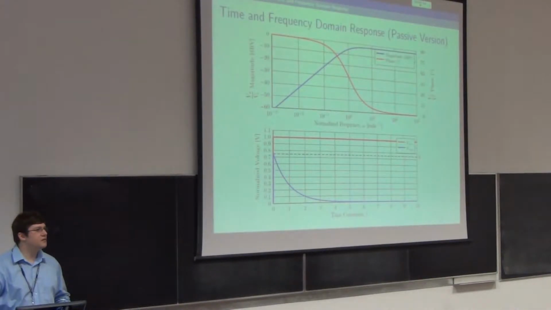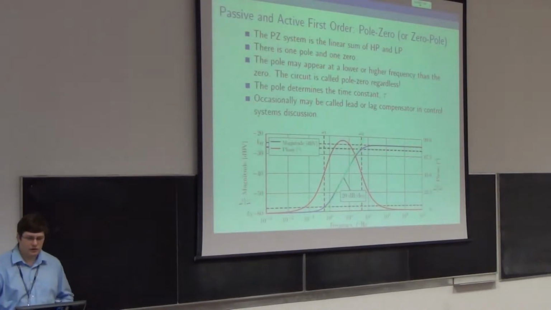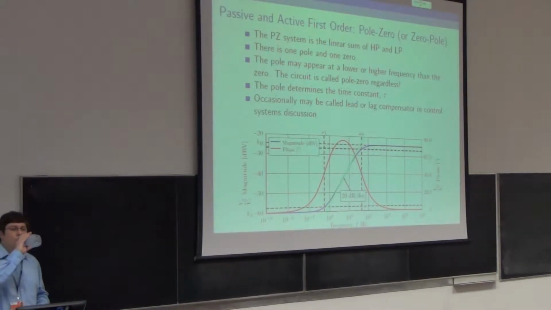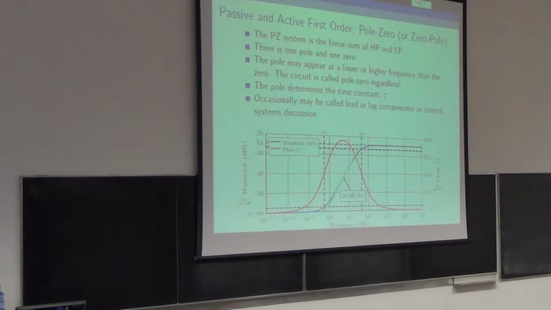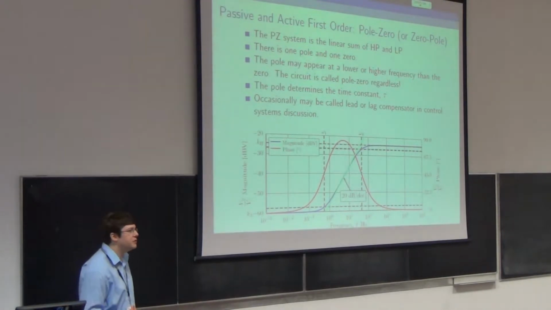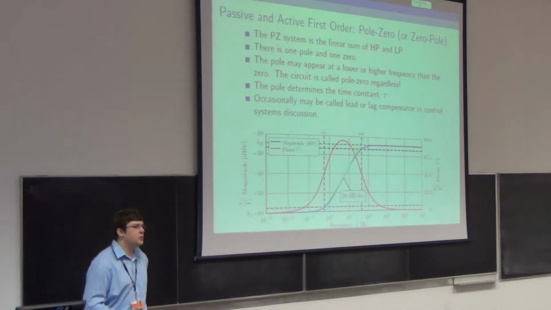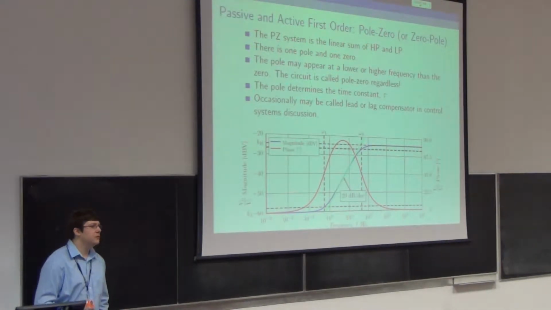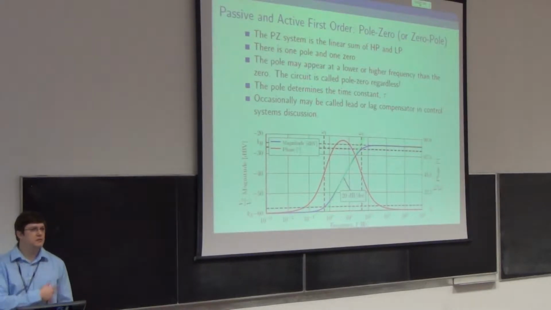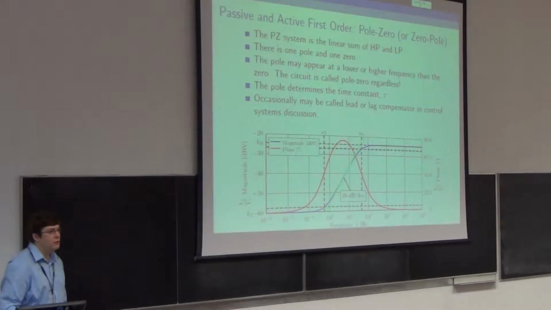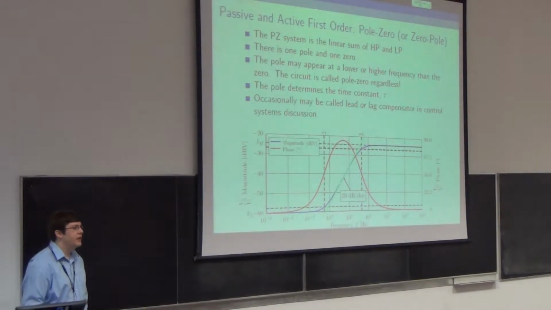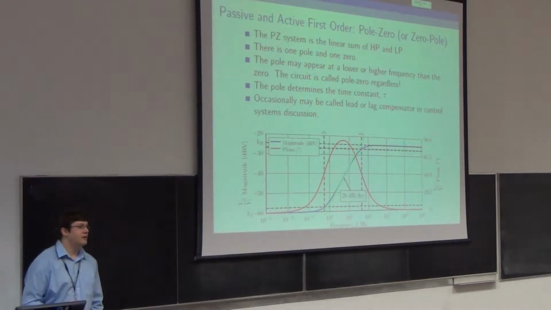Any questions on this stuff? So I said it's the linear sum of high pass and low pass. If you want to think about that as superposition, that's okay, because superposition is the linear sum in a time invariant system. And we are calling this time invariant. We have exactly one pole and one zero. If you have one zero and two poles, you have a second order system. It's different.